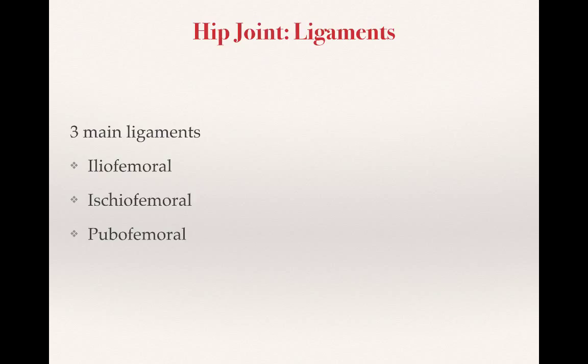All 3 work to primarily limit extension of the hip, and they're the main contributors to why we see such a difference in hip flexion range of motion versus hip extension range of motion. They also help us stand up with minimal muscle activity. These ligaments are so strong that the hip is mostly supported by these ligaments. Very little muscle is required to keep the hip stable because of these ligaments.